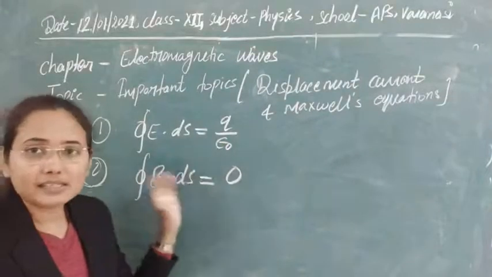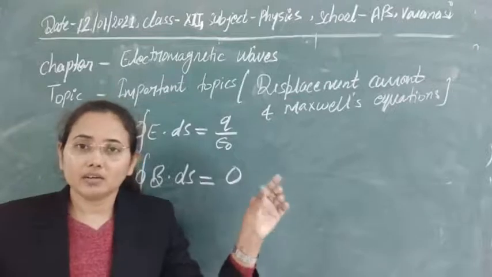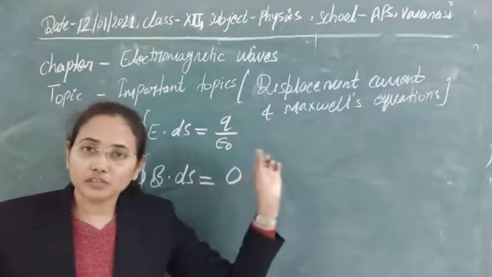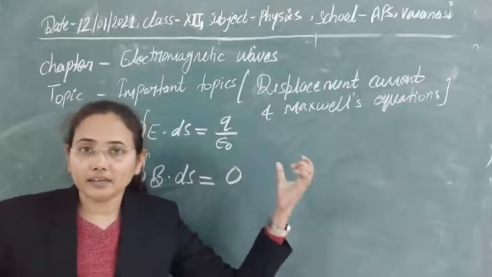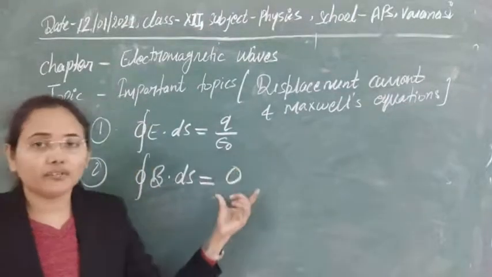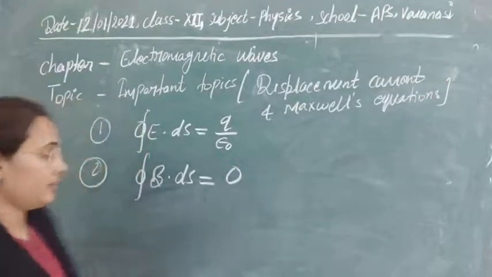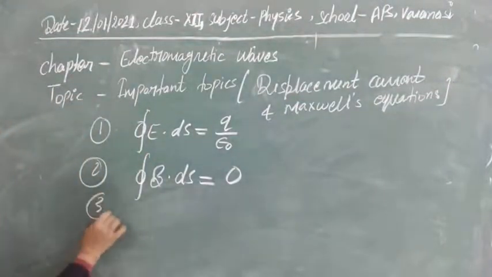Means the static cases you have to write first. As we are talking about electromagnetism, first of all take the electric field, after that the magnetic field. So this is Gauss law of electrostatics, then Gauss law of magnetostatics. Then the third equation of Maxwell's is given.